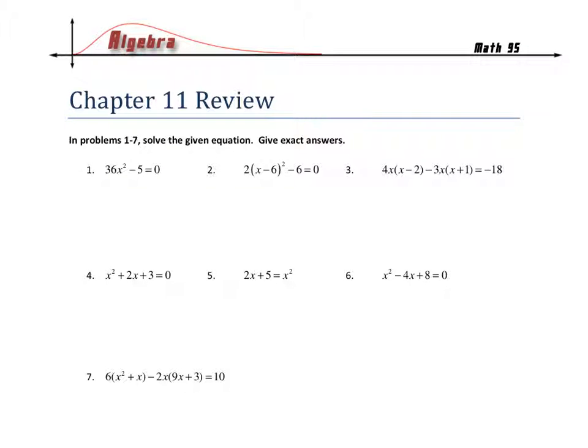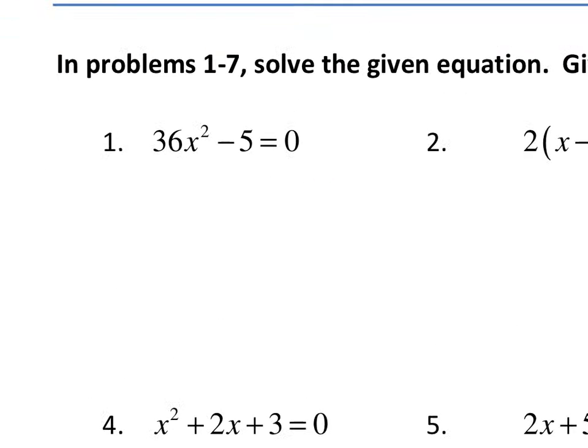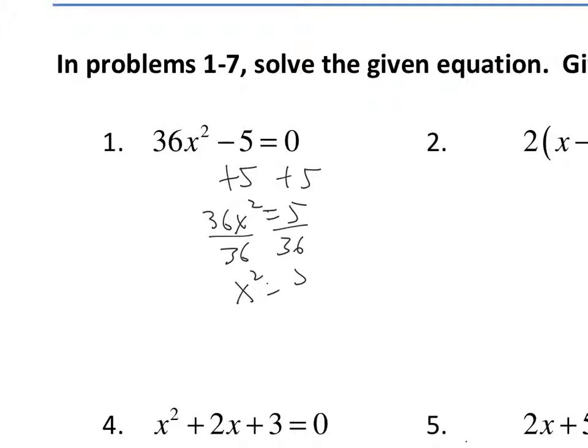All right, here are some solutions to the Chapter 11 review when we are working on quadratic equations and quadratic functions. So I'm not going to necessarily do them all, but we'll get through a few here. So solving these, we want to solve for x squared. We notice we don't have any x terms. So let's just get the 5 out of there. 36x squared equals 5. We want to divide by the 36, and we've got x squared equals 5 over 36.